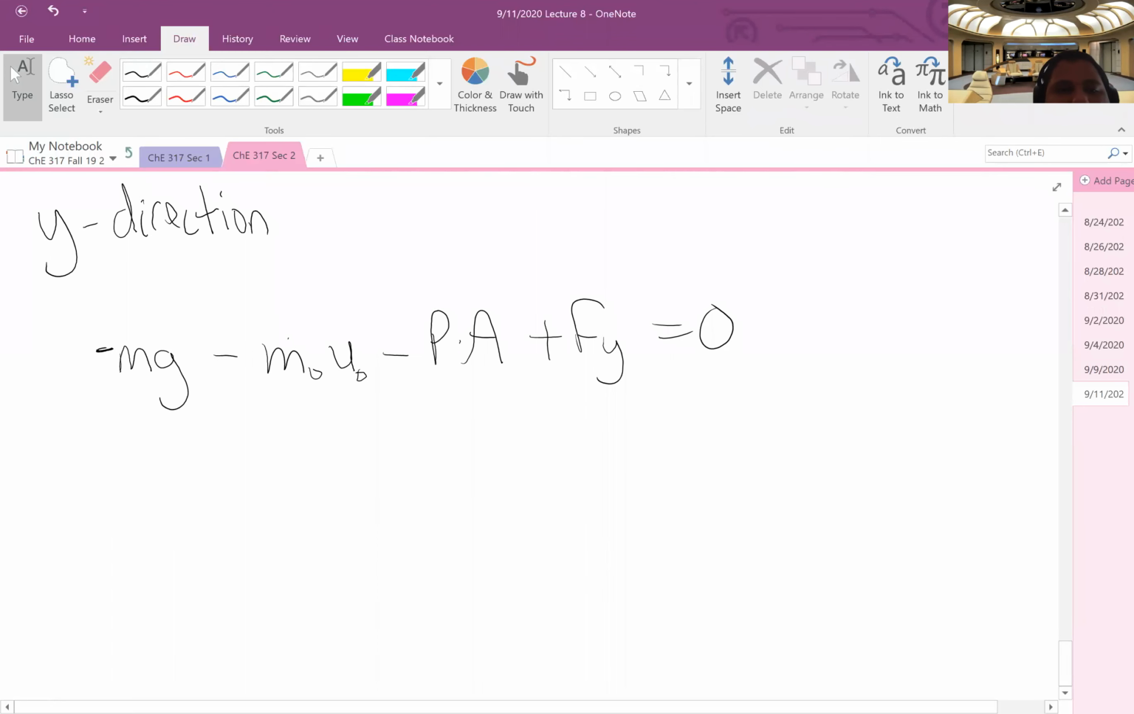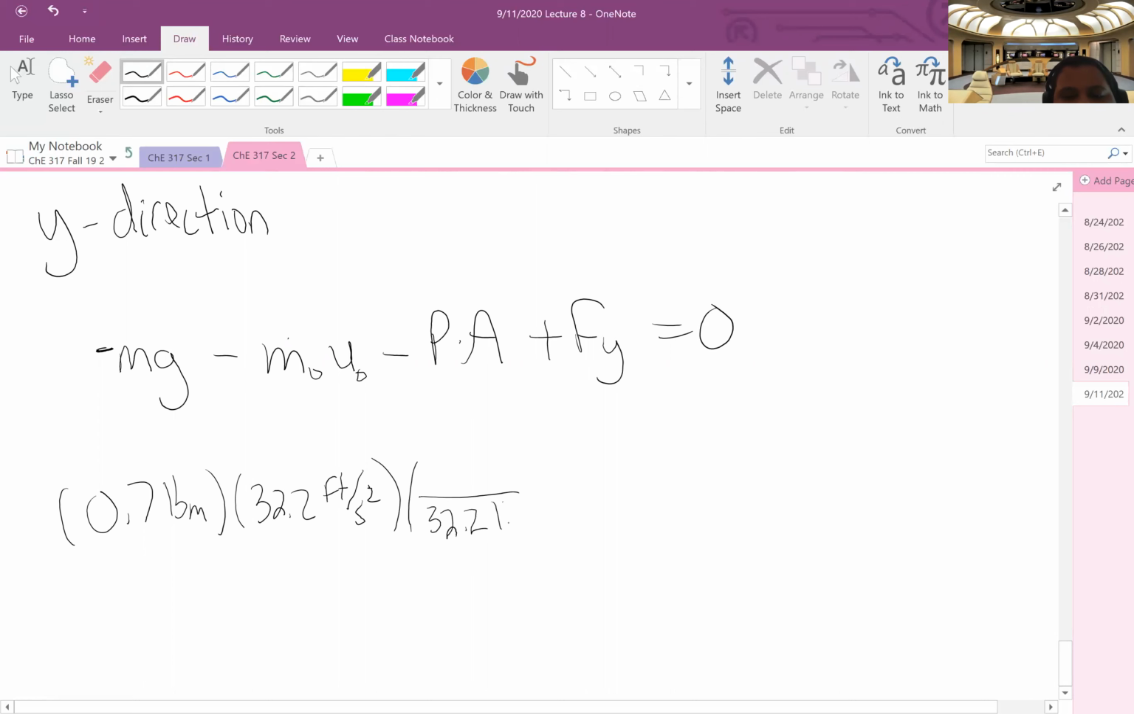And so what we have here is 0.7 pound mass times gravity, which is 32.2 feet per second squared. But that gives us a bunch of pound mass units that we don't want. So 32.2 pound mass feet per pound force second squared, which really just tells us that that pound mass is also pound force.